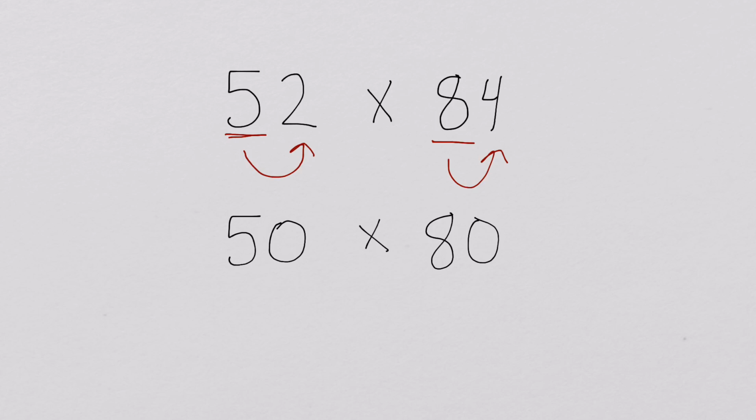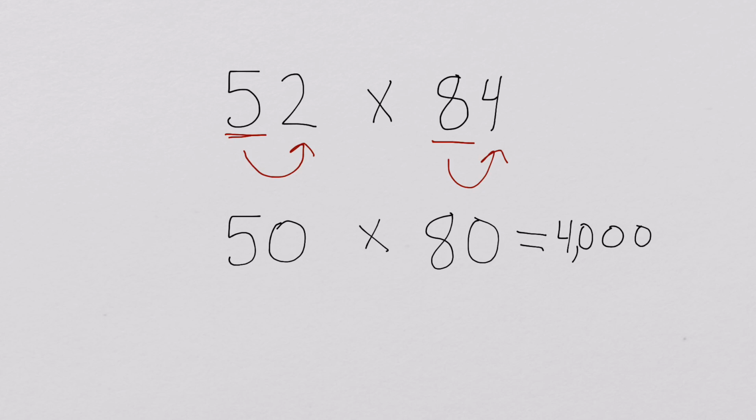And now by multiplying these two numbers together, 50 times 80, we're going to get an answer that is approximately what 52 times 84 is. It won't be exact since we've rounded, but we're not trying to find the exact answer. We're trying to find an approximation. So 5 times 8 is 40, and then we have 2 zeros, which can be added into our answer. So our estimate is 4,000.